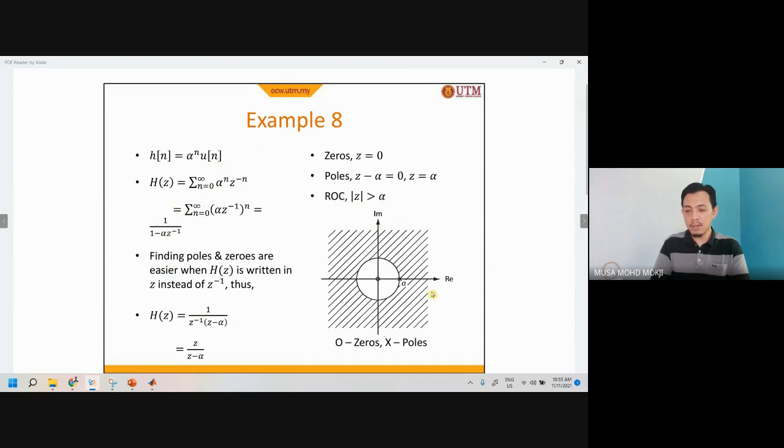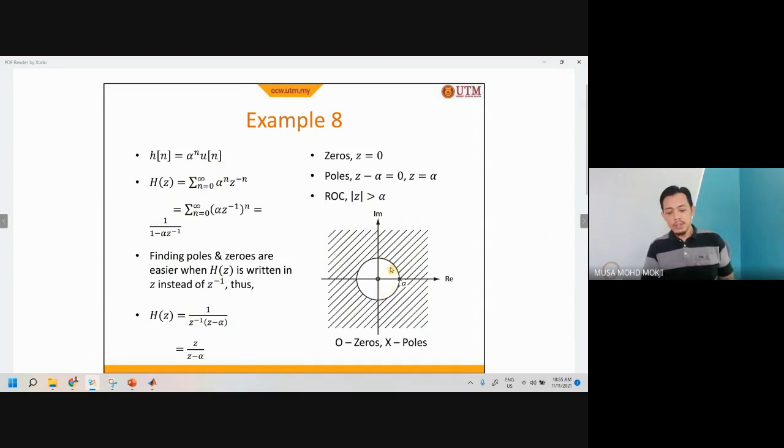And when you sketch this z-plane, it's supposed to be something like this. So you put the lines on the ROC. So this is the region of convergence, which means that within this region, the H(z) value is not infinity. Within this circle, that white region, H(z) is actually equal to infinity.